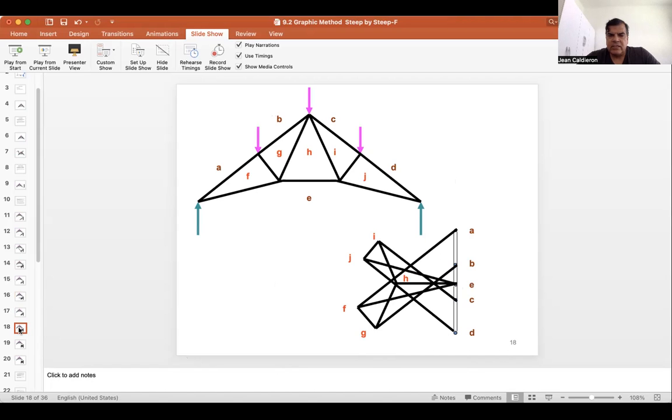And that's it, because the next part is symmetrical. It's exactly the same. We already have the Maxwell diagram. What is interesting of this particular element?